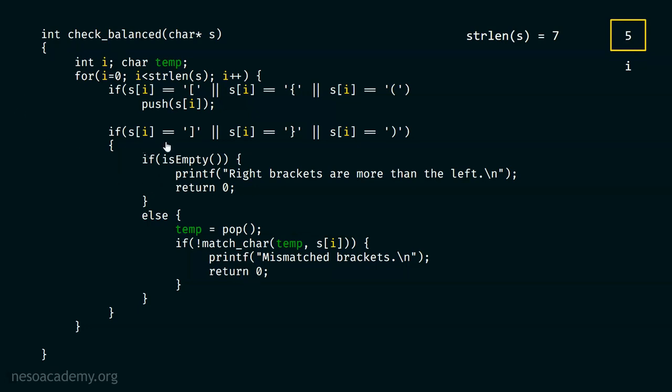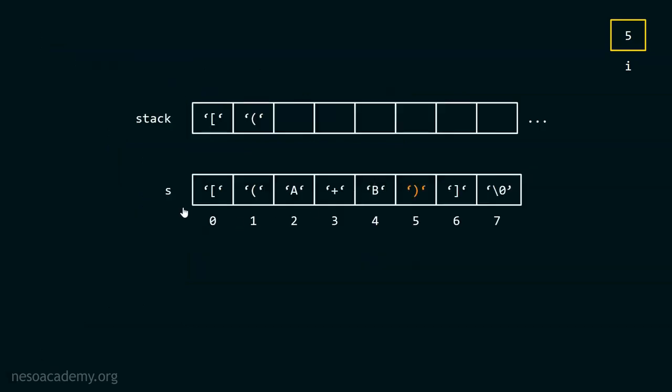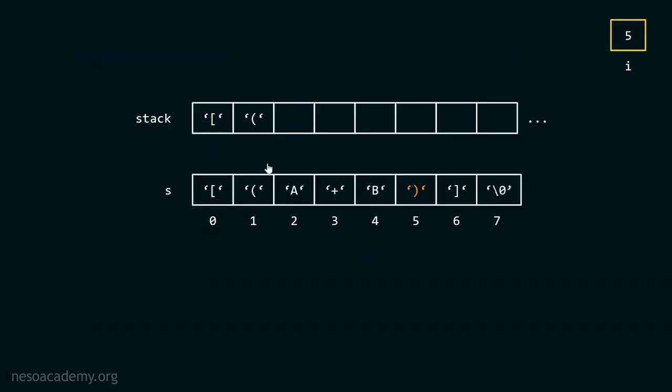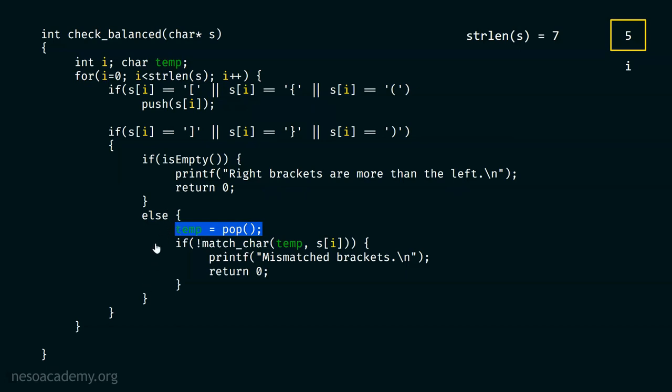Now we must check this condition. Is si equal to right square bracket or right curly bracket or right round bracket? We know that si, that is S5, is actually equal to right round bracket. You can see this over here. S5 is right round bracket. We must continue and check this condition. Is stack empty? We know that stack is not empty. Stack has 2 elements. Therefore, we must continue and evaluate the else part, which means that we have to pop an element from the stack and put that element inside this temp variable.